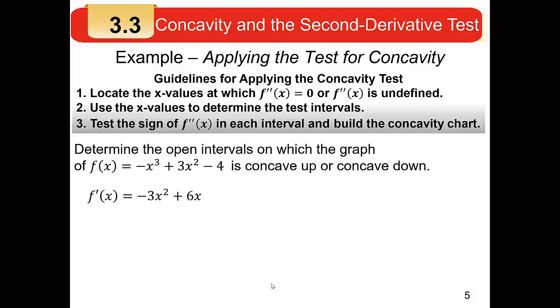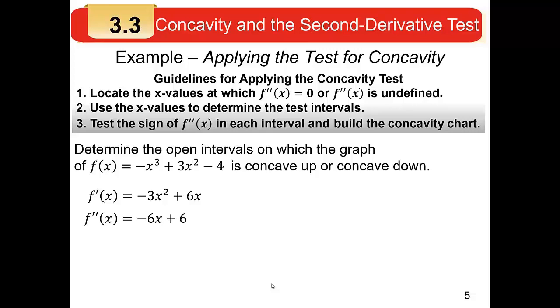So the first thing we do is find the first derivative, because we can't get to the second derivative without finding the first derivative. The first derivative of minus x cubed plus 3x squared minus 4 is minus 3x squared plus 6x. Remember, we're going for the second derivative, so now we take the second derivative. That would be minus 6x plus 6.